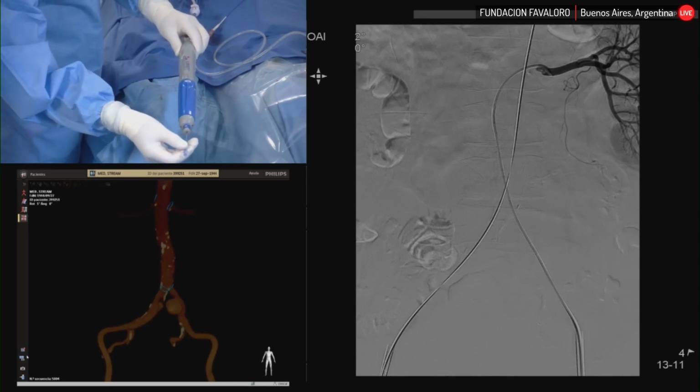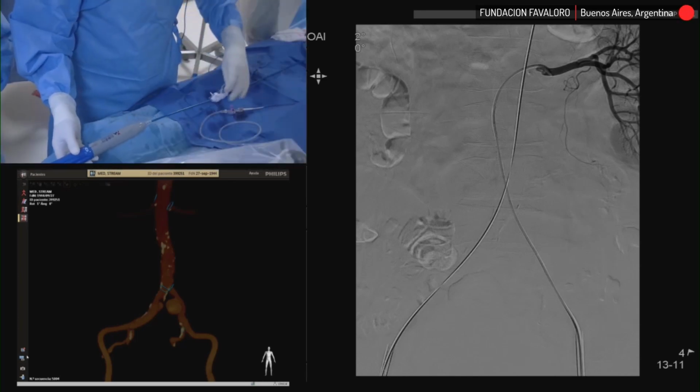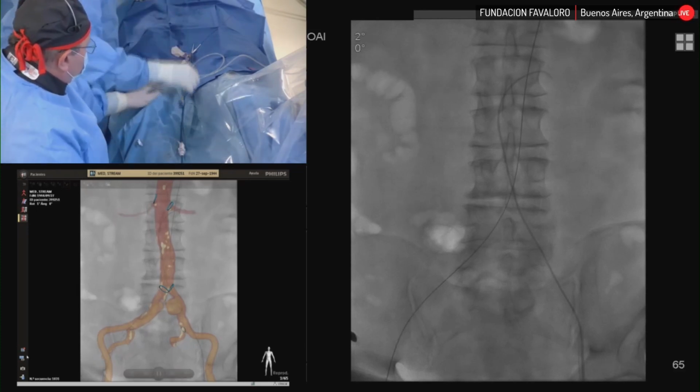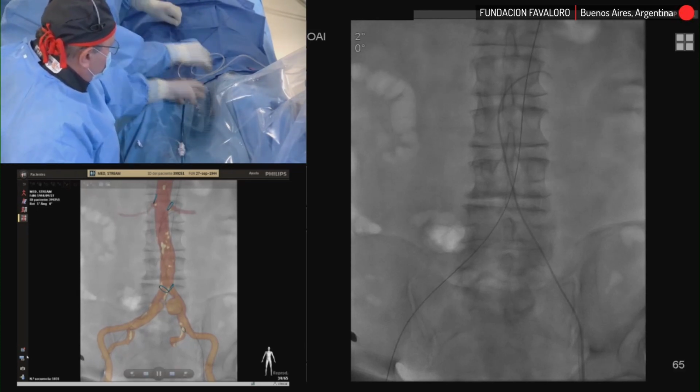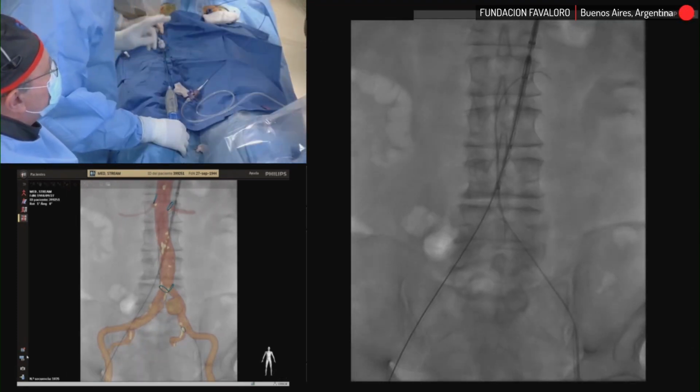And I also had to retrieve this. Fabiana is going to remember us all the steps. I want to retrieve this 11 French sheath, and then we can proceed with the introduction of the device. Here, we have to check two things.